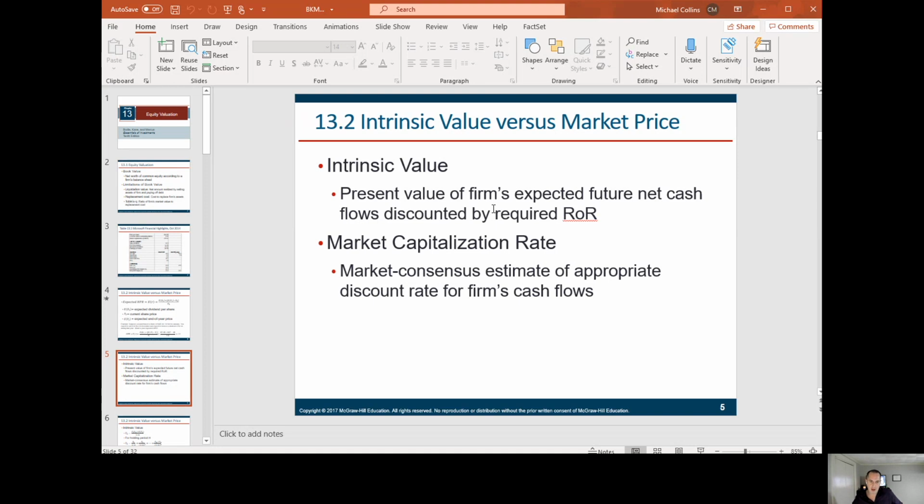Market cap rate: the consensus estimate of the appropriate discount rate for a firm's cash flows. So how would you discount the company's cash flows? That's another way to account for risk for that company. If you view a firm as more risky, one thing you can do to offset that risk in valuation is increase the required rate of return, or the market cap rate. Increasing those will give a bigger discount to those cash flows. Basically, you're saying you have less certainty, right? So it's giving a bigger discount to those future cash flows.